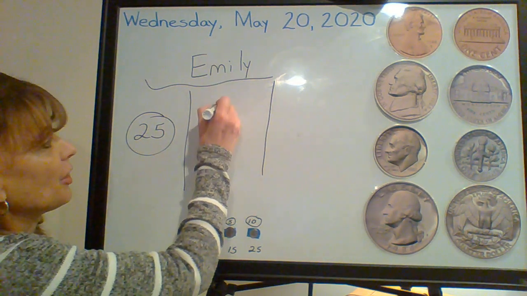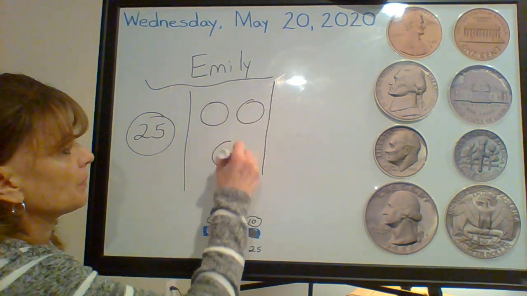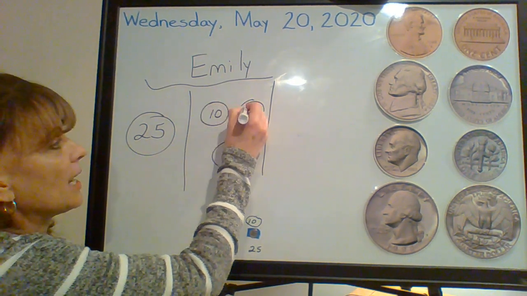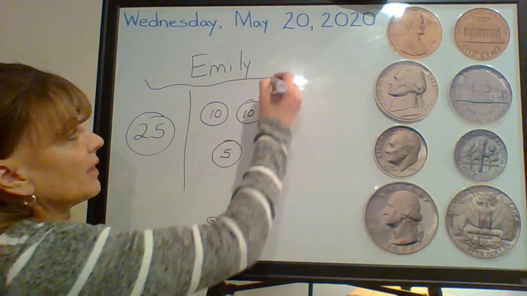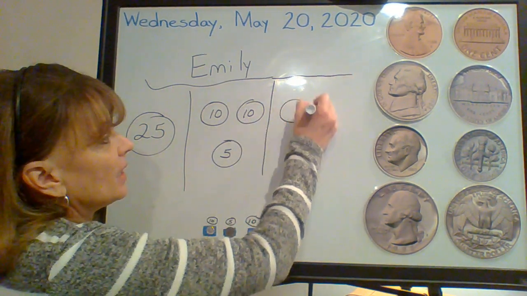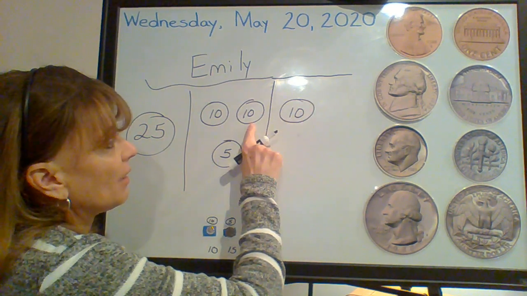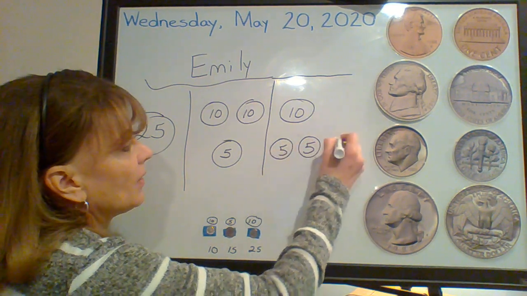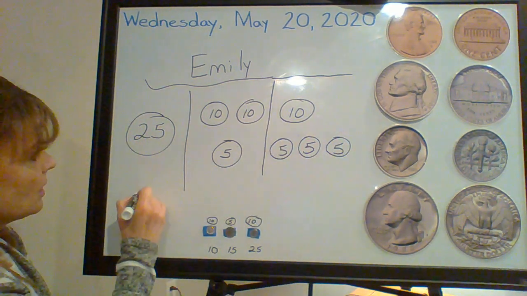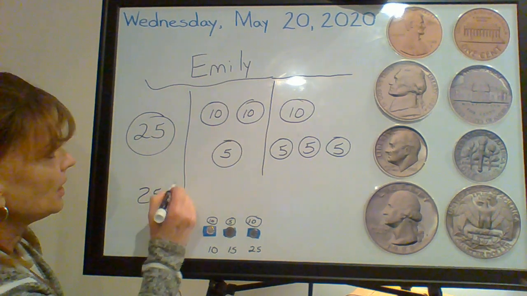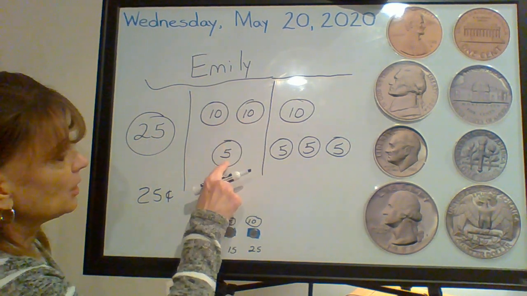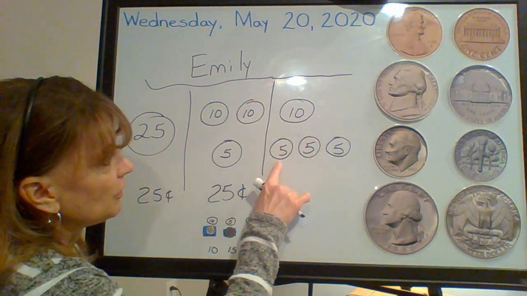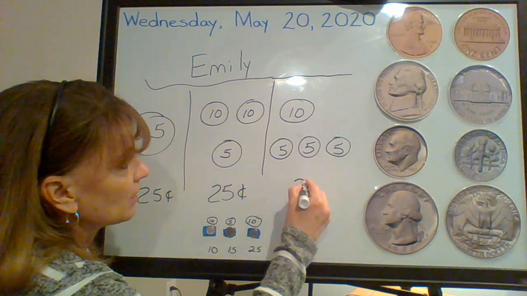What if she had 3 coins? Well, remember we did it down here? So she could have 2 dimes and a nickel. And then another one that we did was 10, and now this dime can become 2 nickels, and then 1 more nickel. So this is 25 cents. This is 10, 20, 25 cents. And this is 10, 15, 20, 25 cents.